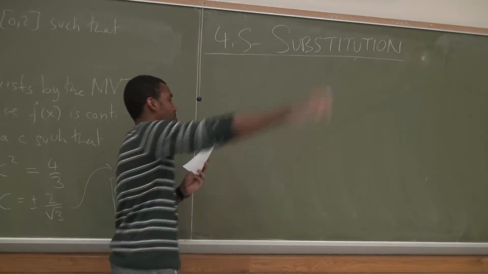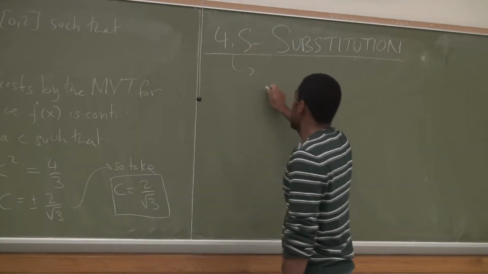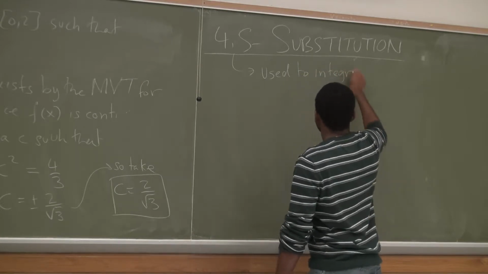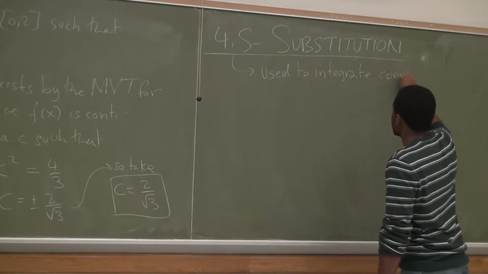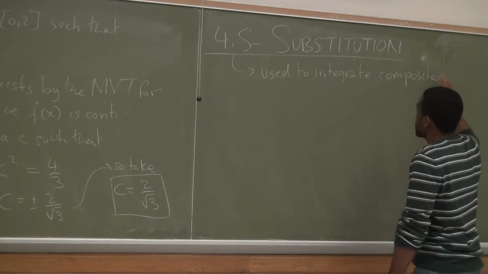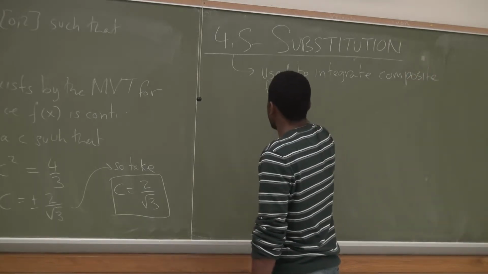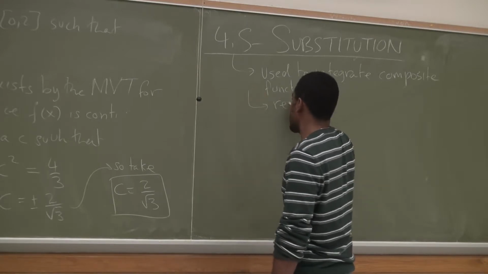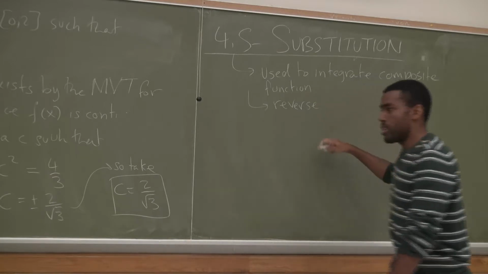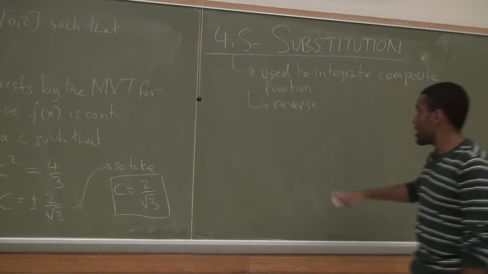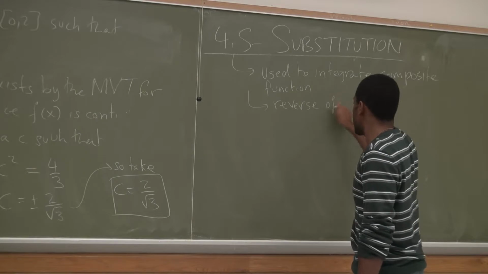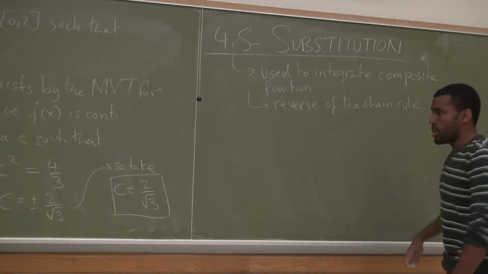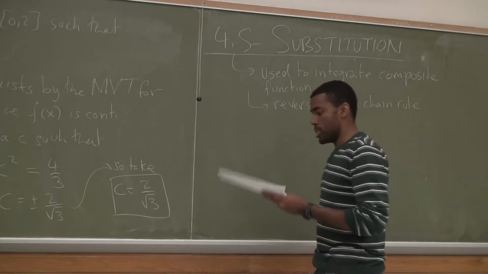So, how do you know when to use it? Use it to integrate composite functions. Right? That's functions inside of functions. Basically, it's the reverse of the chain rule. Later on, you're going to learn the reverse of the product rule and all that, but this one in particular is the reverse of the chain rule. The reverse of the product rule is integration by parts, which is in Calc 2.